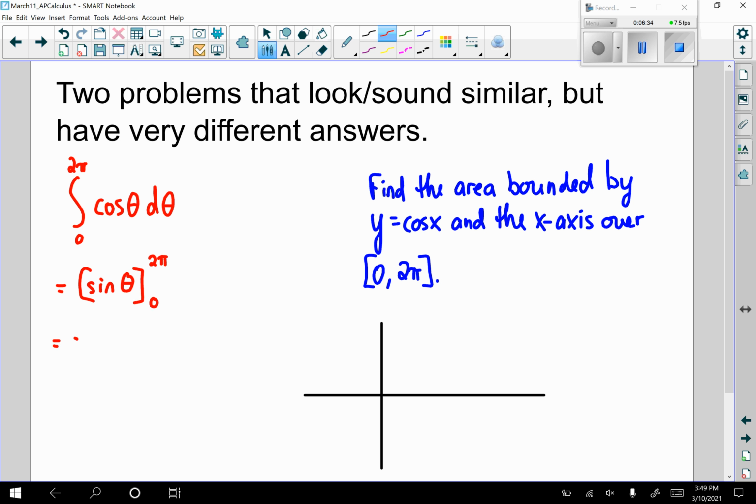And then this becomes sine of 2 pi minus sine of 0. Well, sine of 2 pi is 0, and sine of 0 is 0. So this gives us 0. So what does this tell us about our area?